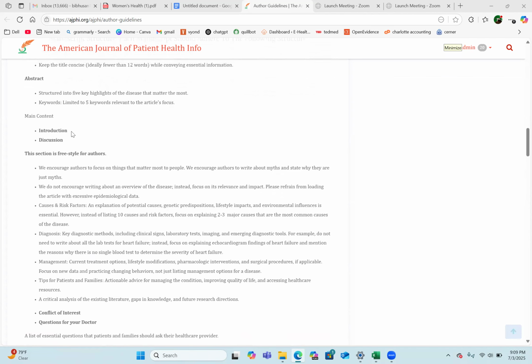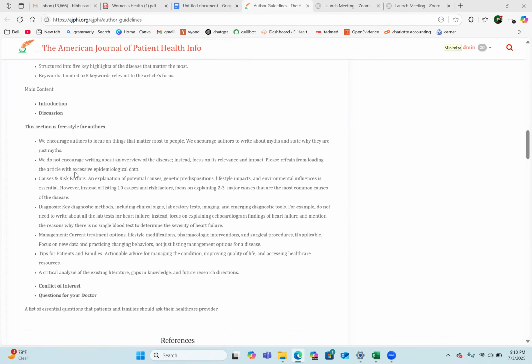So, for example, you're writing about SLE, like lupus. You want to say why you want to talk about lupus, why lupus is so important, and maybe a few lines on data about lupus and how common it is, but not much about data. Patients and families like numbers, but only numbers that are easy. You don't want to keep on loading them with numbers. Don't trouble them with numbers. And then go to the discussion part.